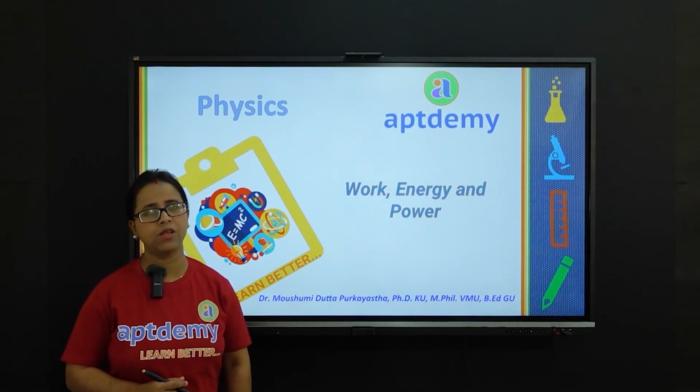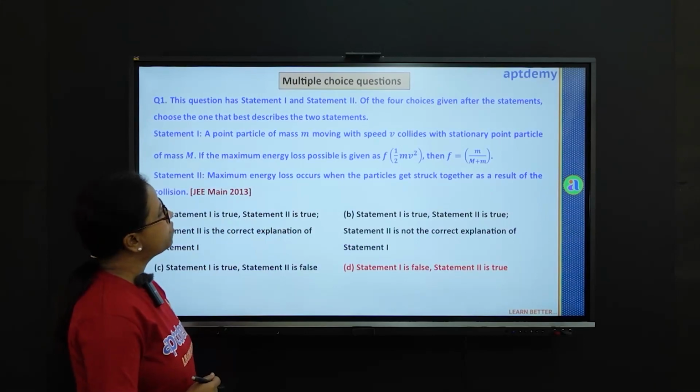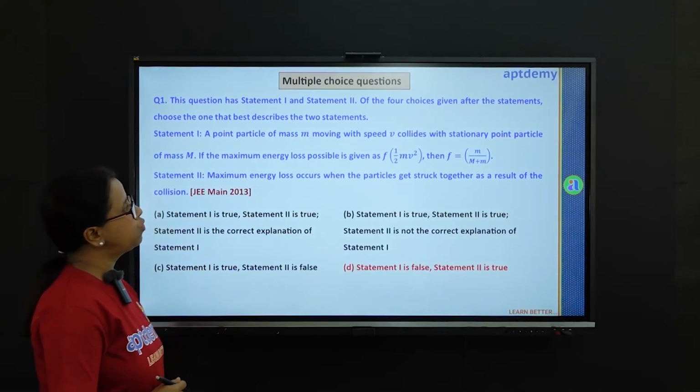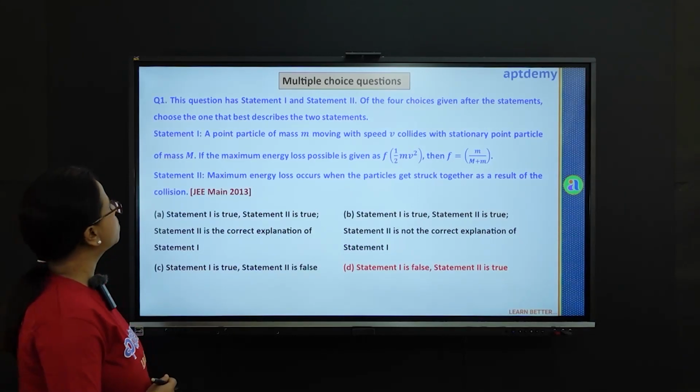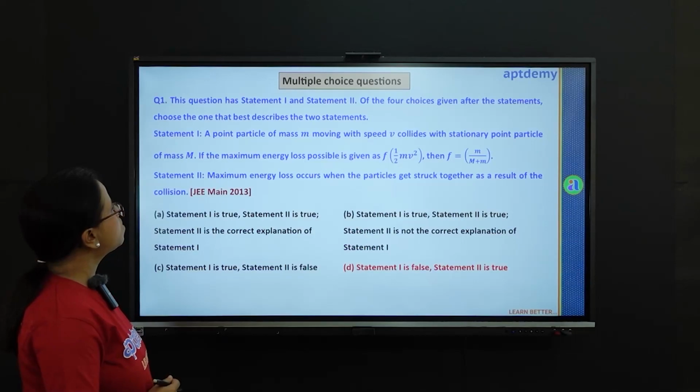Today I am here with some numerical problems on work, energy and power. So the first question has statement 1 and statement 2. Of the 4 choices given after the statements, choose the one that best describes the two statements.